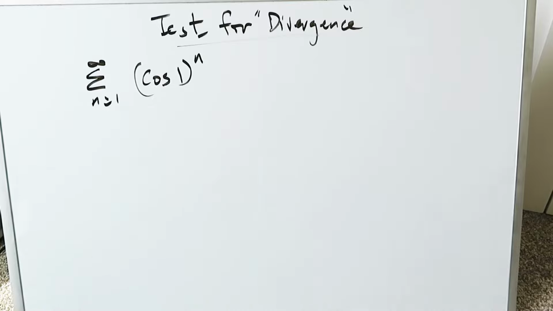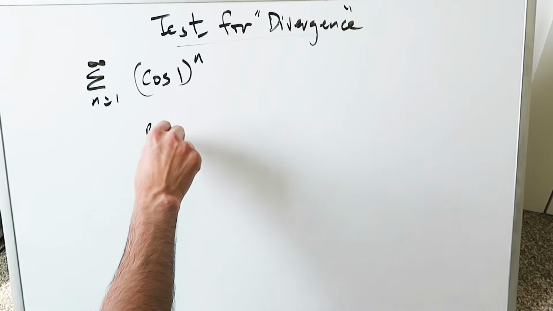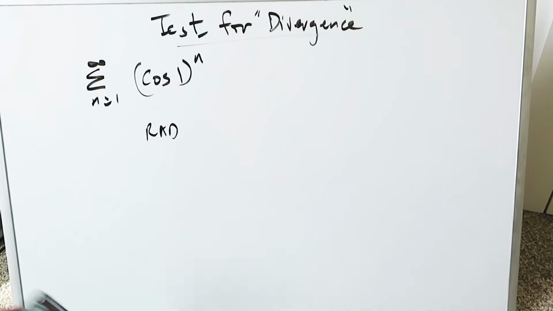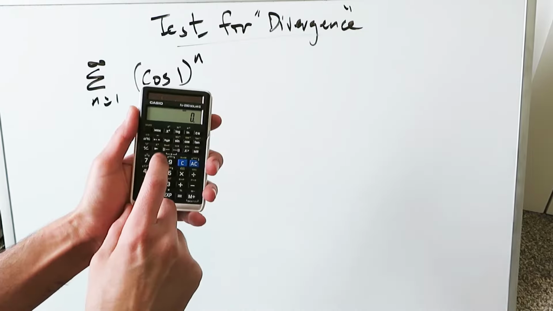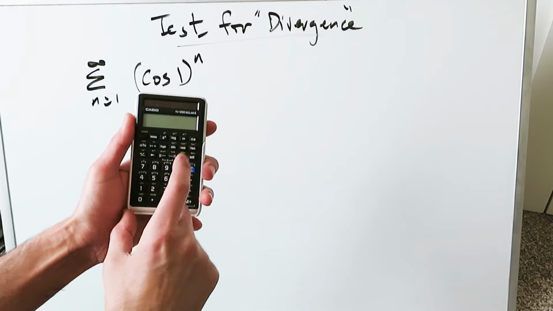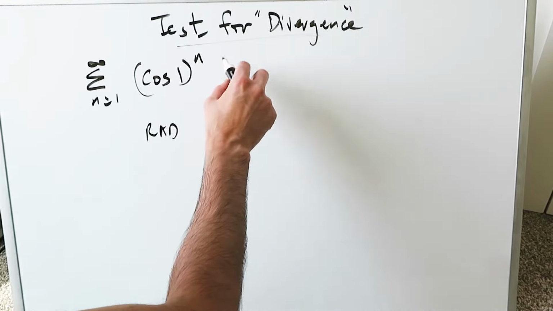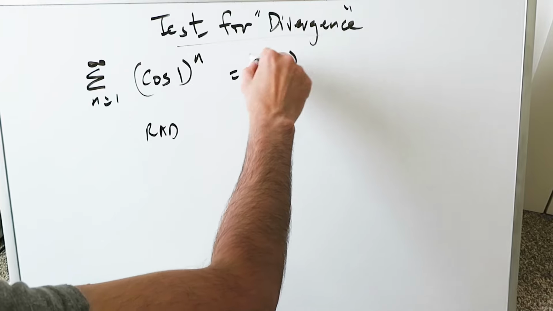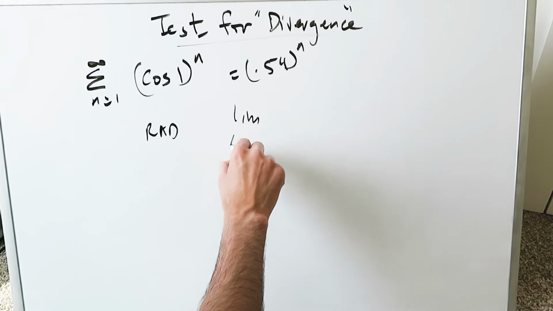Let's look at this one. From 1 to infinity, we have cosine 1 to the power of n. You can put your calculator on the RAD mode and actually get a value for that, and let's do it. We have the RAD mode, the radian mode. We do 1 cosine, we have 0.54. In essence, we're looking here at 0.54 to the power of n. You can do a limit as n approaches infinity.